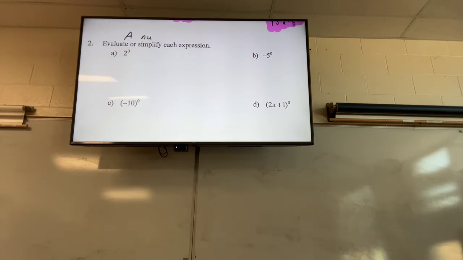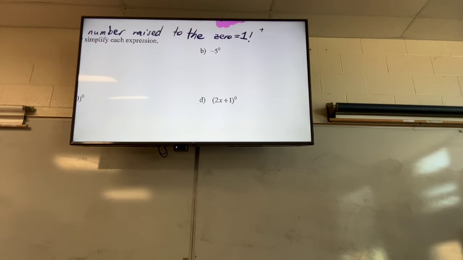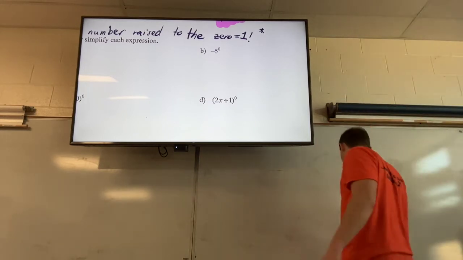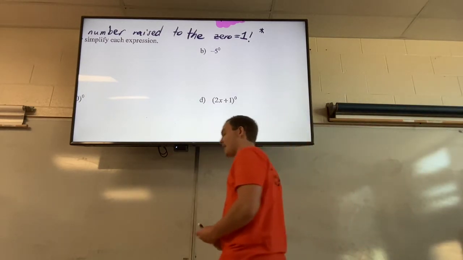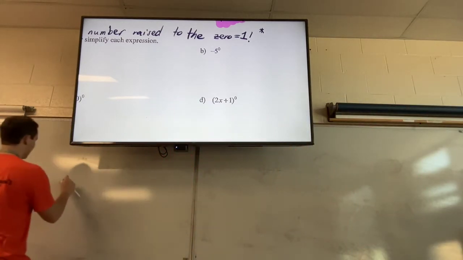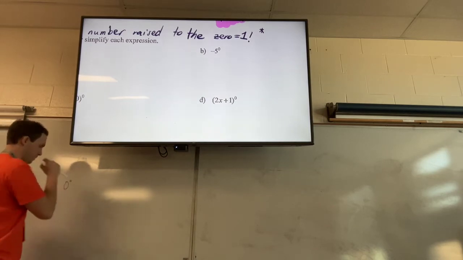A number raised to the 0 equals 1. Gold star with an asterisk. There is one number that when you raise it to the 0, it does not equal 1. Is it 1? No, 1 to the 0 equals 1. 0, yep. 0 to the 0, anyone know what that equals?